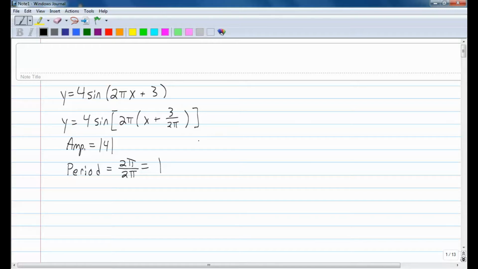Alright, the phase shift, which is also going to be the starting point, is negative 3 over 2 pi. It's negative because there's a plus in front. You take the opposite sign of what's in front, and that will tell you whether your phase shift is positive or negative. So my phase shift is going to be negative 3 over 2 pi.